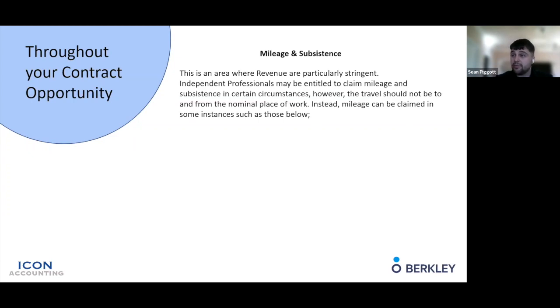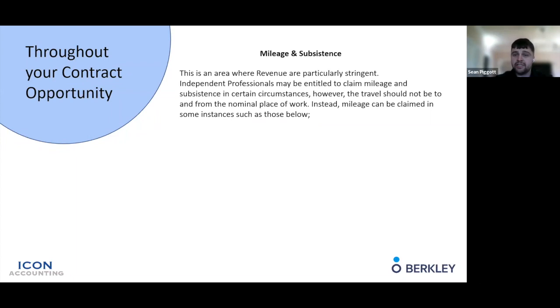So independent professionals may be entitled to claim mileage and subsistence in certain circumstances. However, the travel should not be to and from the nominal place of work. What that essentially means is your travel to the site or the office or wherever you carry out your role, that travel, unfortunately, or that mileage cannot be claimed back. However, mileage can be claimed if you're traveling away from your typical normal place of work.